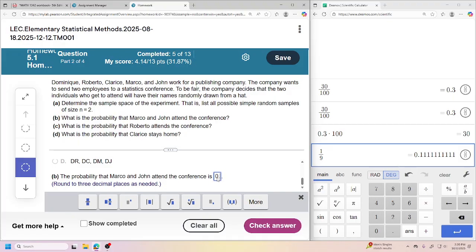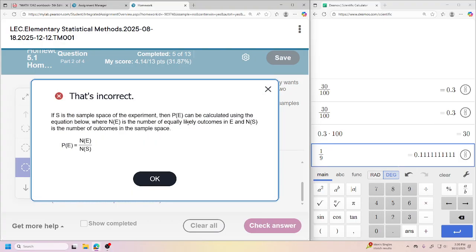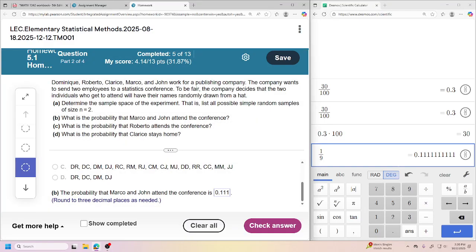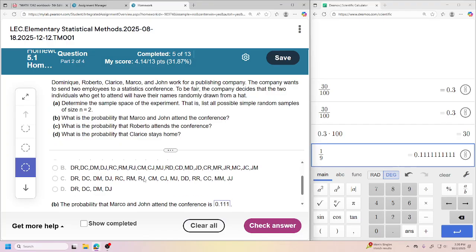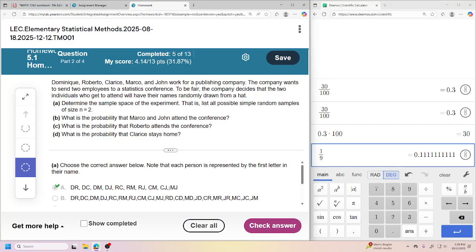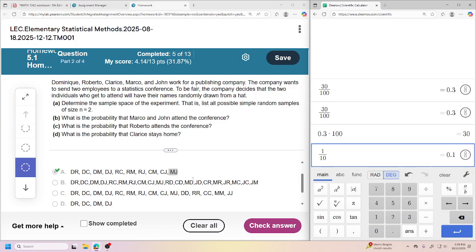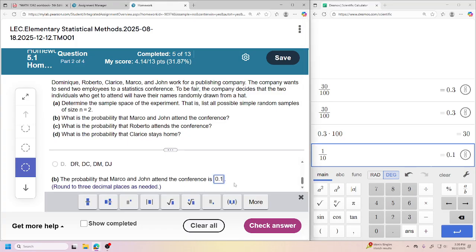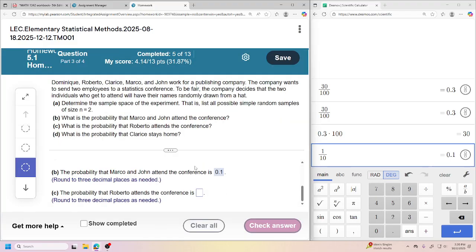Let's try that. So 1 out of 9. Put it in. 3 decimals. Oh, did I do it wrong? Is there a JM? Marco and John. Is there a J, like a JM? Did I make a mistake here somewhere? 1, 2, 3, 4, 5, 6, 7, 8, 9. Oh, 10. I thought it was 9 also. There you go. Okay, now it works.